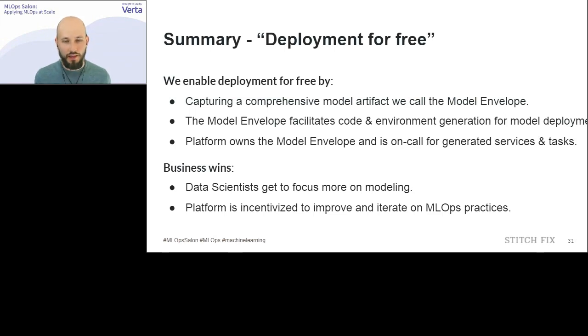Summary and future work. So what do we mean by deployment? To summarize deployment for free, we essentially enable this by being able to really capture a comprehensive artifact of what a model is, and we call this the model envelope. The model envelope then enables us to auto-generate code because we know the inputs and the environment that are required to run a model in different contexts. And platform is on call for the auto-generated services and batch tasks from models saved in the model envelope. Business wins here are that the data scientists get to focus more on modeling, and platform is incentivized to improve and iterate on MLOps best practices.